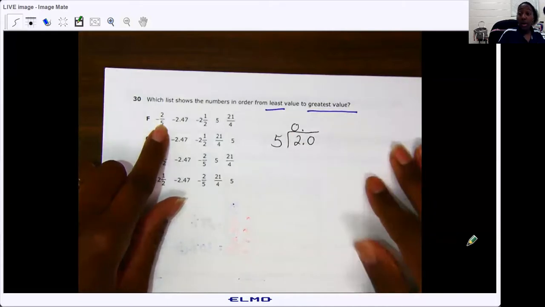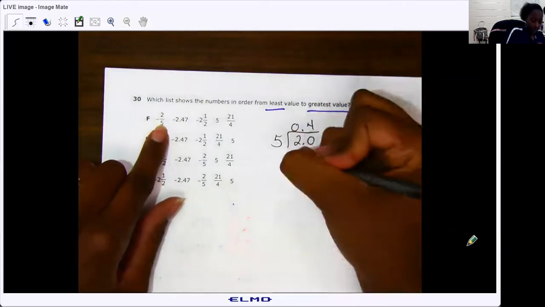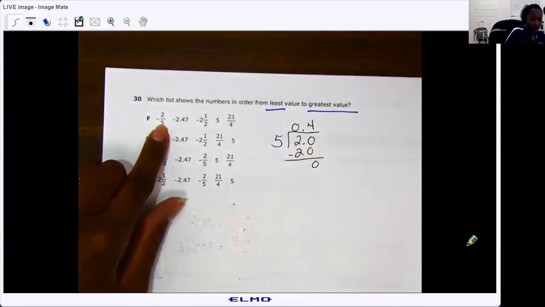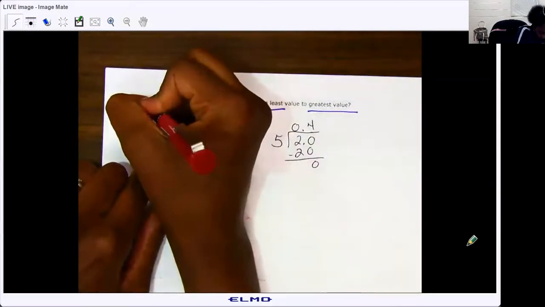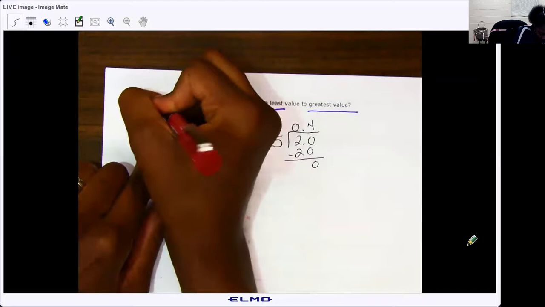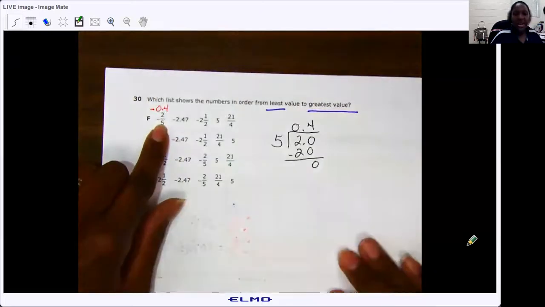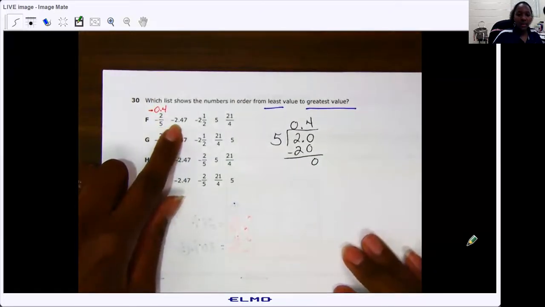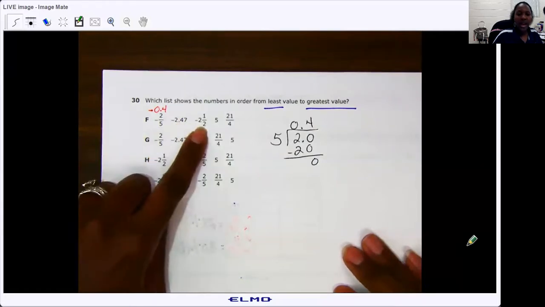5 will go into 20 4 times with nothing left over, okay? So above my negative 2/5, I'm gonna put negative 0.4 because I now know the equivalent of the decimal. My next number is negative 2.47, which is already a decimal, so I need to leave it alone. Then I have negative 2.5.